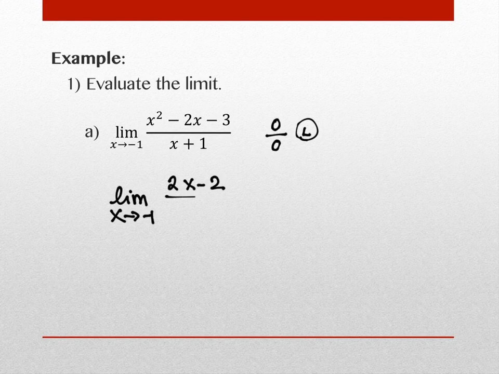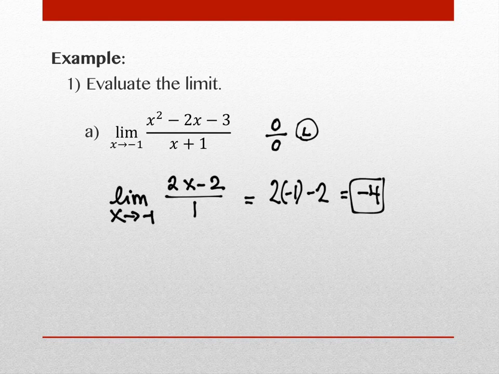2x minus 2. And what is the derivative of the denominator? 1. All good so far? Okay. Can I put the number in now? Yeah, there's no problem now at all, right? In fact, the denominator is a constant, so there's no way it could be a problem now. So if I put the numbers in now, I would have 2 times negative 1 minus 2. And what do I get? Careful. Negative 4. Yeah, negative 4. This limit's negative 4.